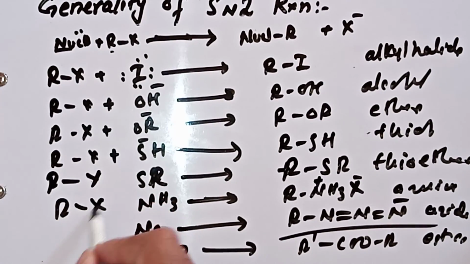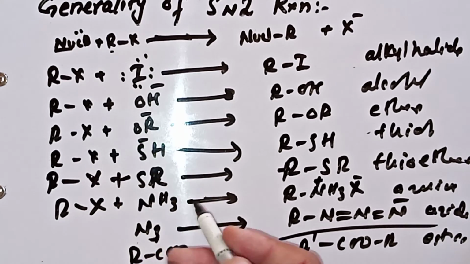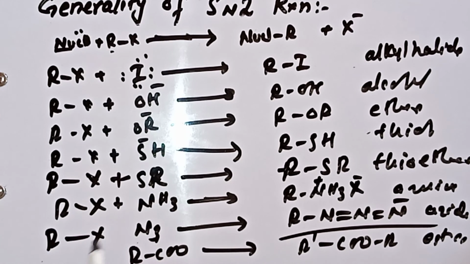When we use different nucleophiles, it produces different functional groups like alkyl halide, alcohol, ether, thiol, thioester, amine, amide, azide, ester, nitrile. These are the different products that can be formed by reacting different nucleophiles with alkyl halide.